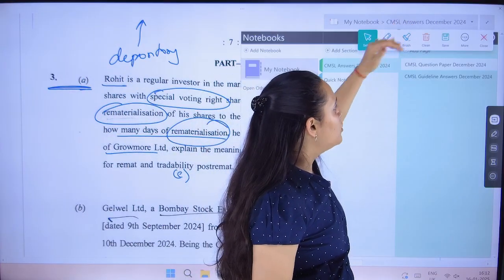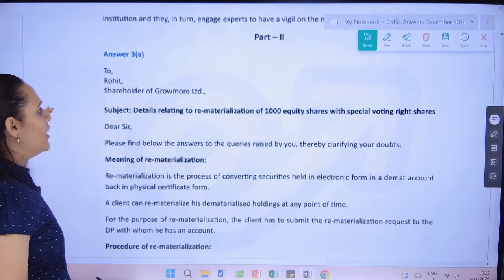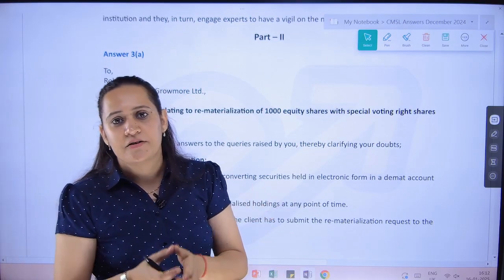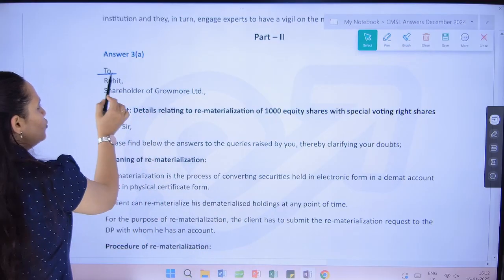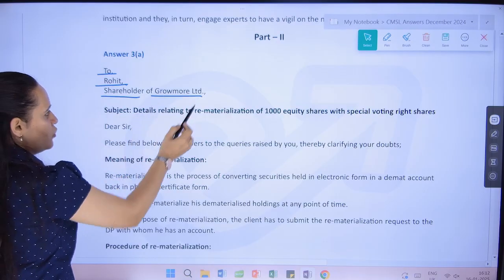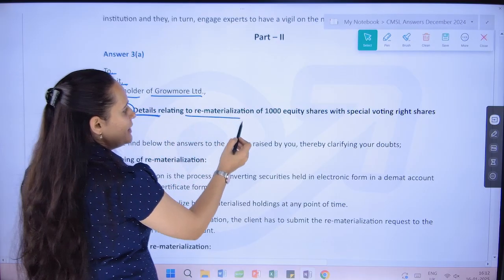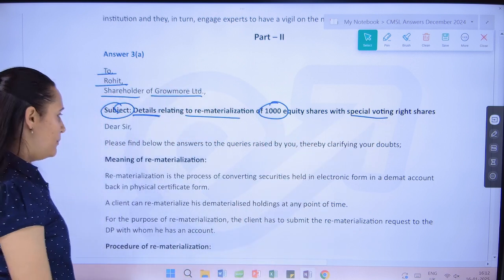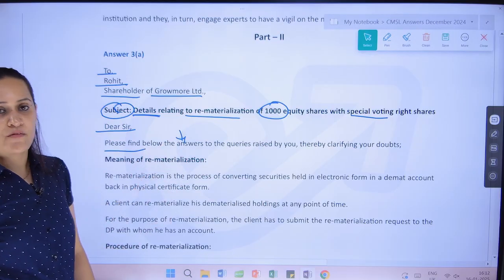Let's see how we are going to present it in the answer paper. Since you are giving an advice to a shareholder as a company secretary of the company, you can structure it in the form of a letter. Say to Rohit, the shareholder of Gromor Limited. What is the subject? We are going to give him details regarding rematerialization of 1,000 equity shares that he carries in the company. Tell him, please find below the answer to all the queries that you have asked.